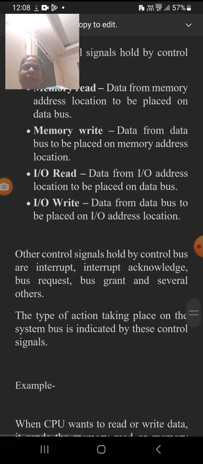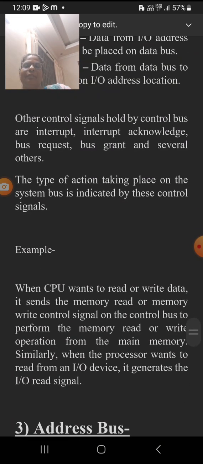The other control signals carried by the control bus are interrupt acknowledge, bus request, bus grant, and several others. The types of actions taking place on the system bus are initiated by these control signals. When the CPU wants to read or write data, it sends the memory read or memory write control signals on the control bus to perform the read and write operations on the main memory. When the processor wants to read from input-output devices, it generates the input-output read signals.